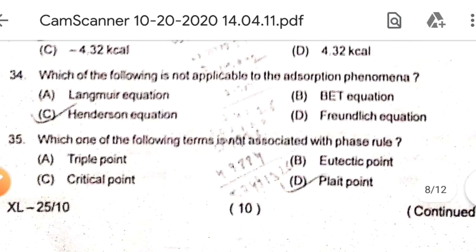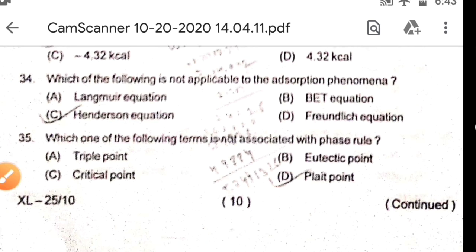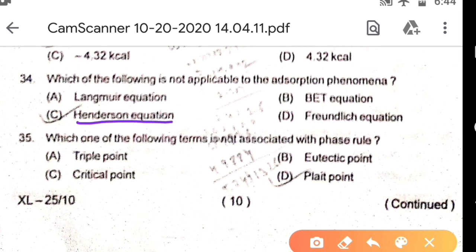Question number 34. Which of the following is not applicable to the adsorption phenomena? The options are Langmuir equation, BET equation, Henderson equation, and Freundlich equation. Option C, the Henderson equation, is actually used to estimate the pH of a buffer solution, so it is not related to adsorption phenomena. So the correct answer for 34 is C.